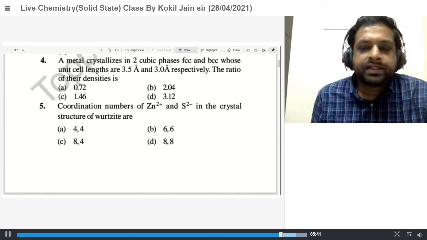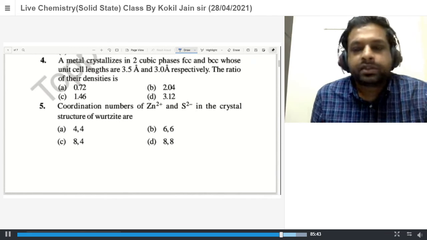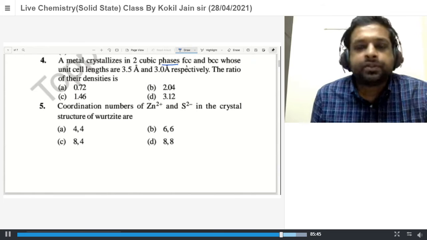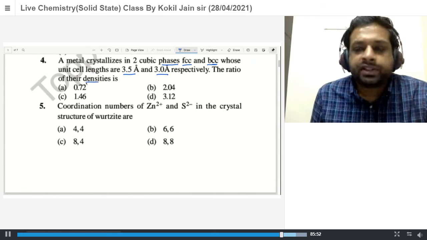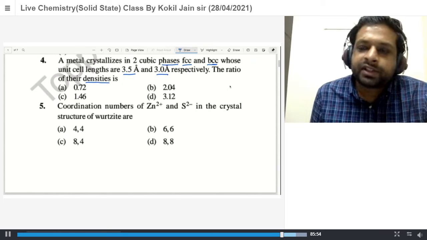Metal crystallizes in two cubic phases, FCC and BCC, whose unit cell lengths are 3.5 angstrom and 3 angstrom respectively. It is asking for the ratio of their densities. It's just asking that.